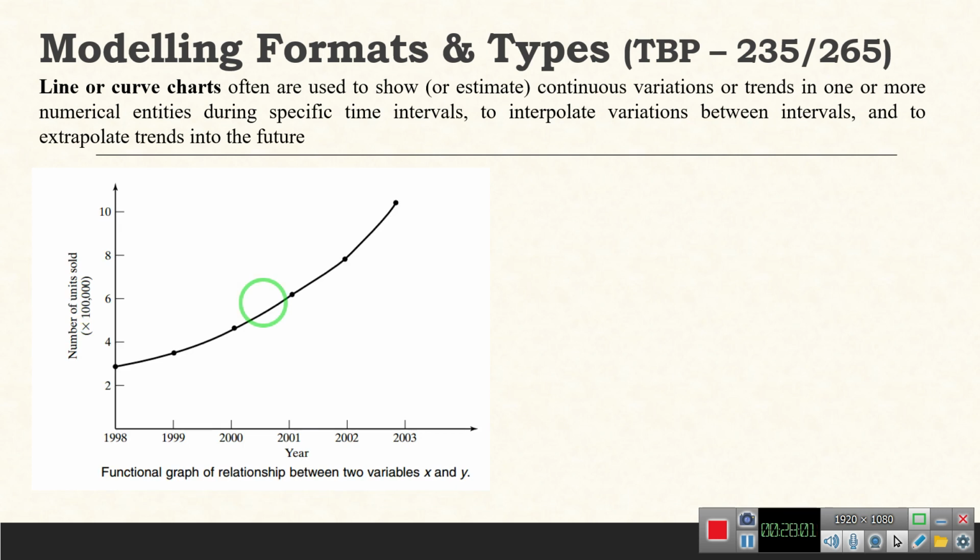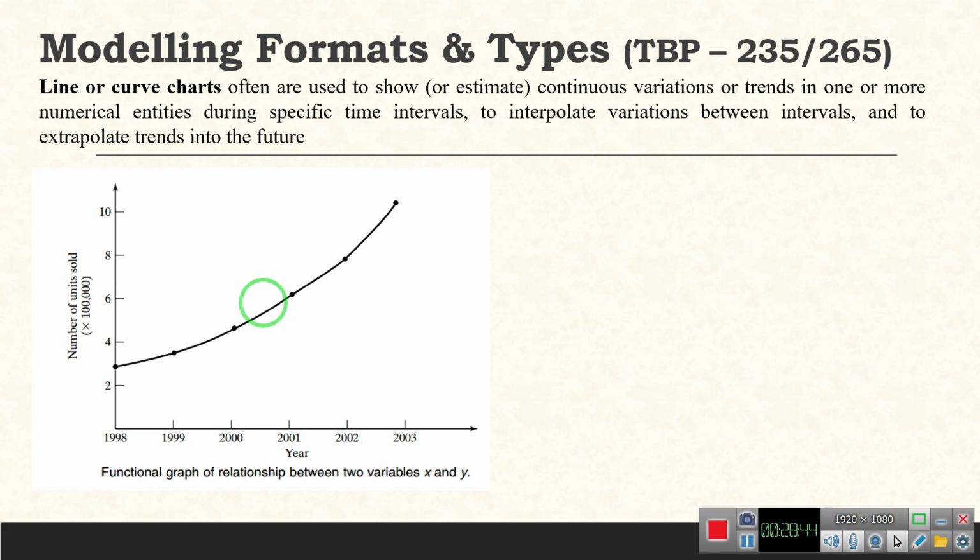See, on the x-axis we have year, and on the y-axis we have the number of units sold multiplied by 100,000. So during the interval from 1998 to 1999, how much is sold? The point is plotted, then from 1999 to 2000, and so on. After putting in the points, we can have a curve, linear or exponential. Based upon the curve, we can derive an equation for how the variation is coming. If you write this as text in a paragraph, you cannot understand it easily.